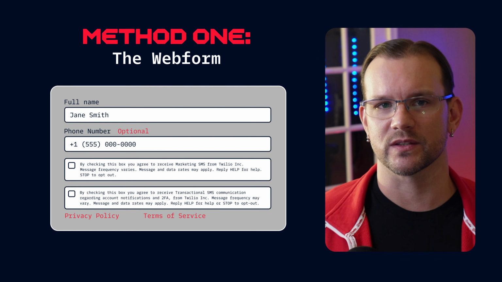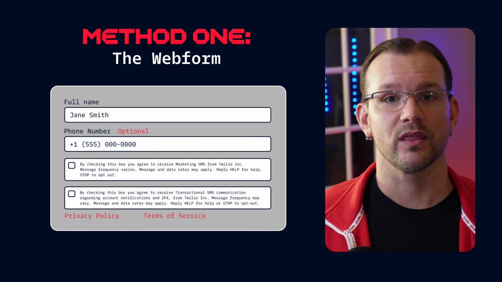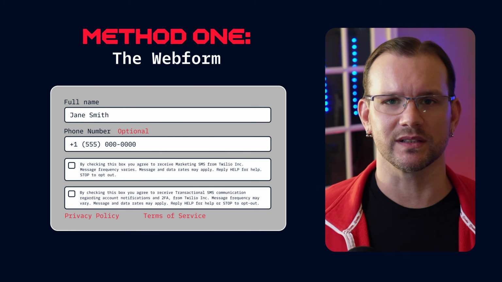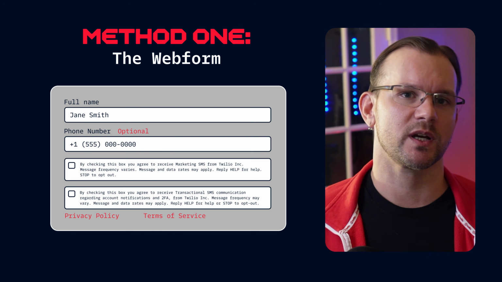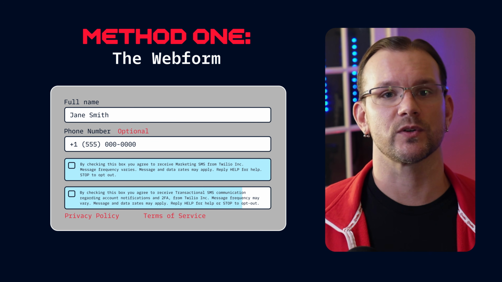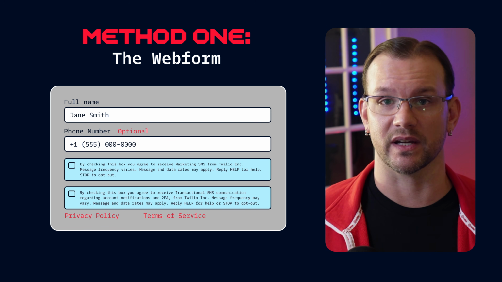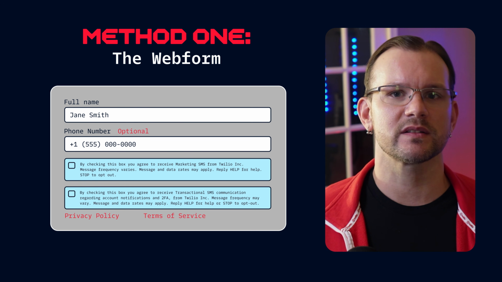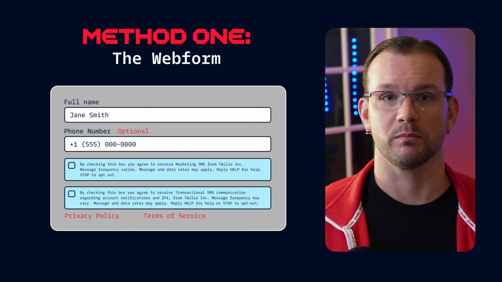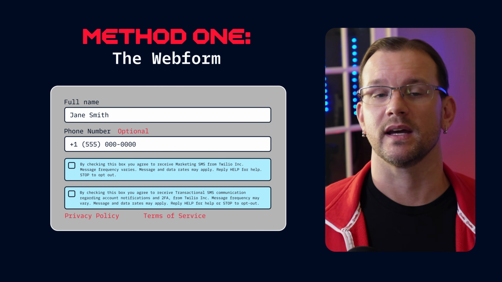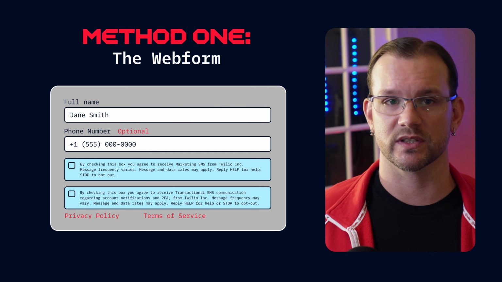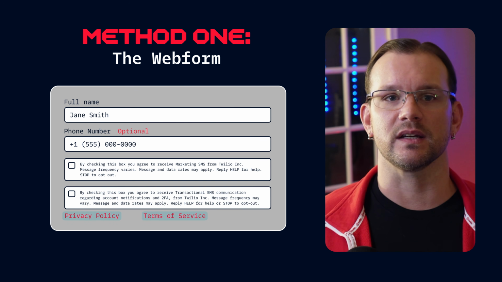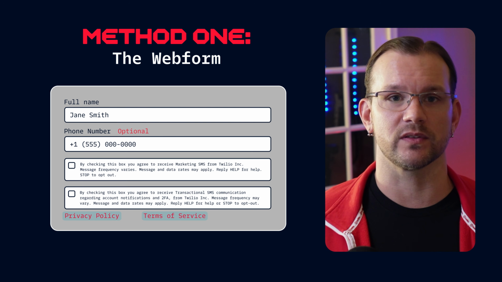Let's break down why this works. First, the phone number field is marked as optional. Second, there's no bundling. There are 2 separate checkboxes, one for marketing, one for transactional, and you cannot combine them. Third, the legal script. Each box includes the required language, message frequency, data rates, and instructions to reply help or stop. And finally, the footer. The privacy policy and terms of service links are clearly visible.